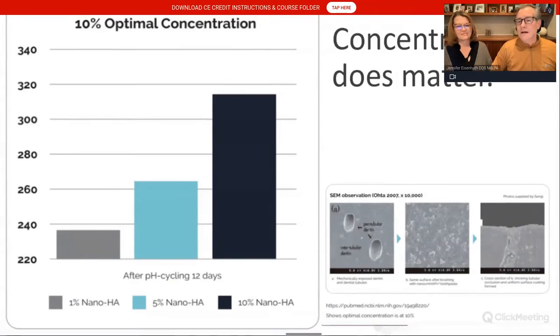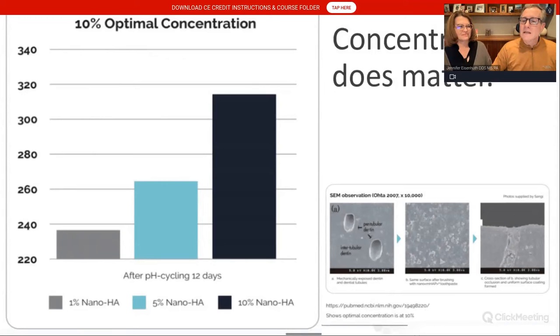However, we've got a summary, this chart on the left. This is just a summary of concentrations at 1, 5, and 10%. When you cut the concentrations of nanohydroxyapatite below 10%, remineralizing levels drop significantly. The gray bar represents 1%. The teal bar represents 5%. And yes, the black bar is 10%. And as we showed with previous studies, that's going to provide an equivalent level of remineralizing.